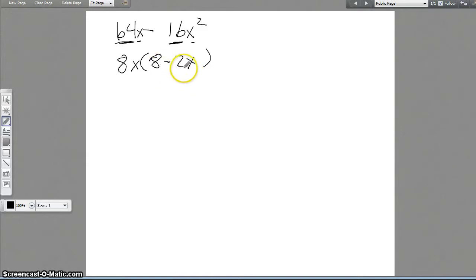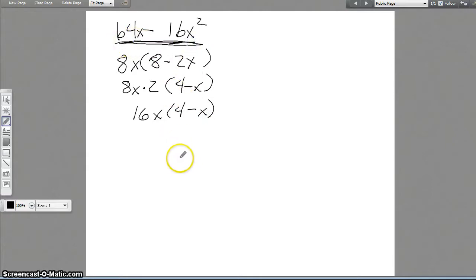We have an 8 and a 2 for coefficients, and those both have a common factor of 2. So I can also pull out a 2. We had 8x pulled out already, and I'm also going to pull out a 2. When we pull a 2 out of 8 minus 2x, 2 times 4 gives us the 8, and 2 times negative x gives us the negative 2x. So now I need to write this out as one group. We have 16x times 4 minus x, and that is 64x minus 16x squared completely factored.